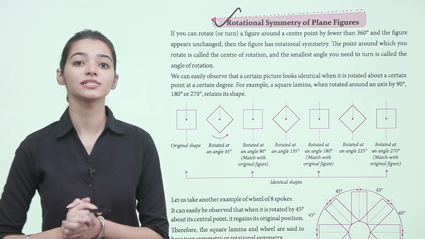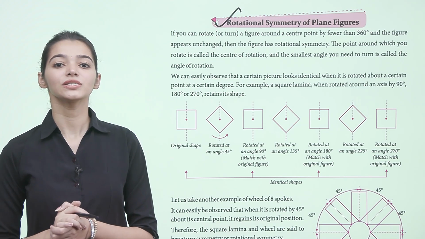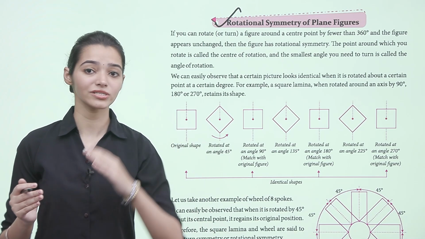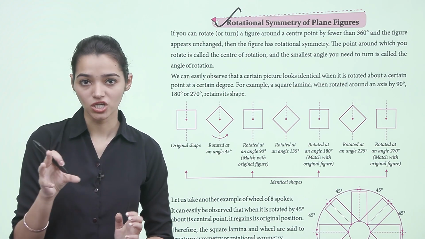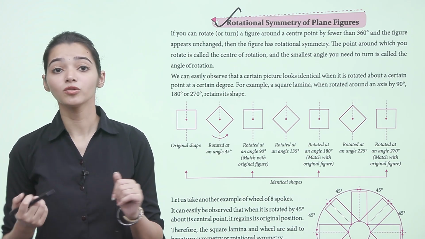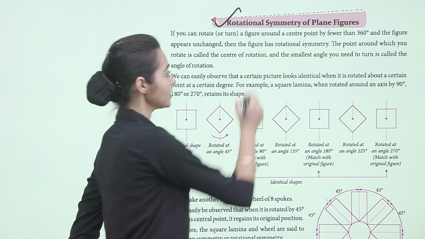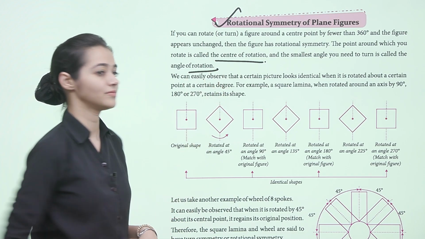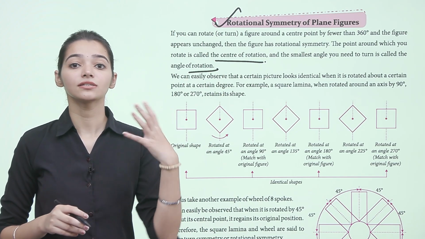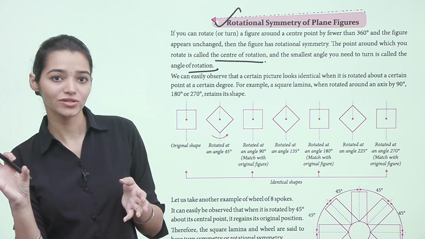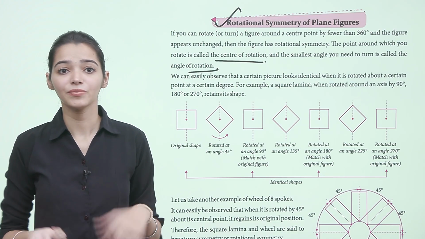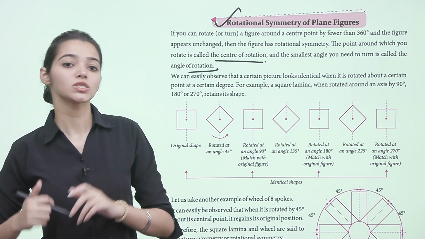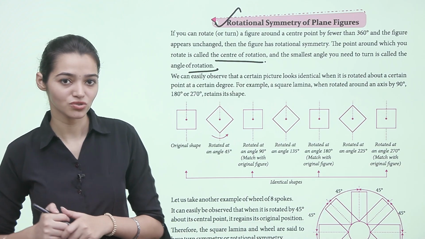Next is our rotational symmetry of plane figures. Here, if you can rotate a figure around a center point by fewer than 360 degrees and the figure appears unchanged, then the figure has rotational symmetry. The point around which it rotates is our center of rotation, and the smallest angle you need to turn is our angle of rotation. We can easily observe that a certain picture looks identical when it is rotated about a certain point at a certain degree. For example, a square lamina, when rotated by 90, 180 or 270 degrees, retains its shape. That means it will convert into its original shape.